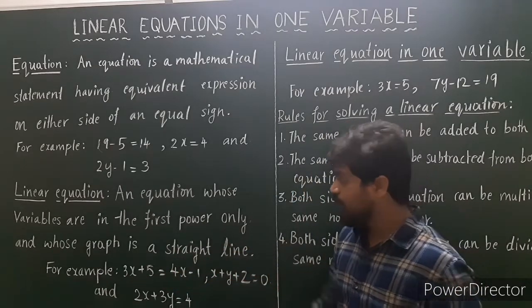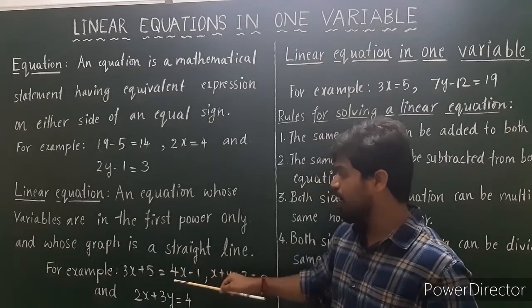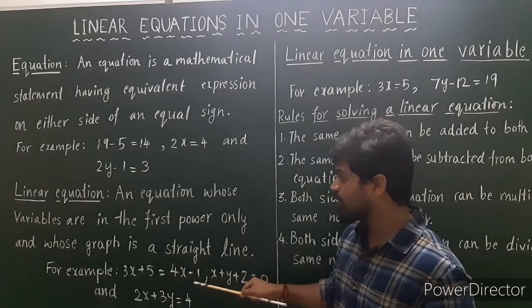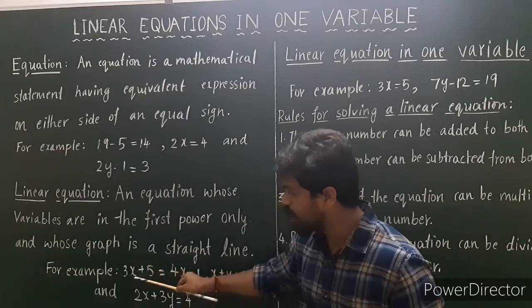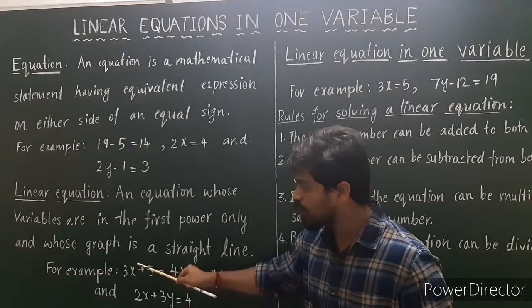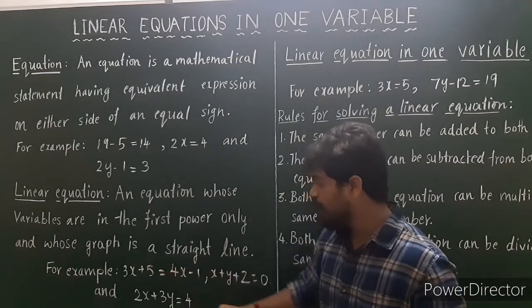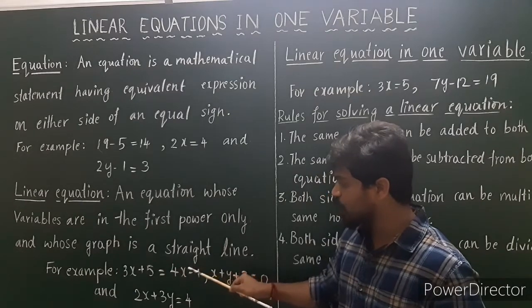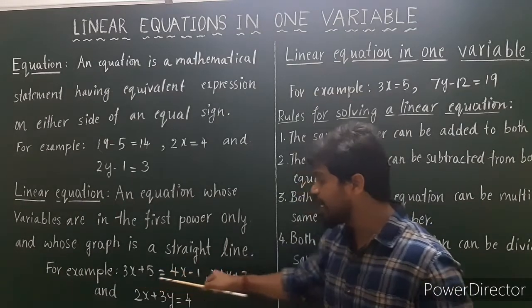For example, 3x plus 5 equals 4x minus 1. This is a linear equation. You see that the power of x is 1, since nothing is written means it is 1. And 4x also has power 1. So it is a linear equation.